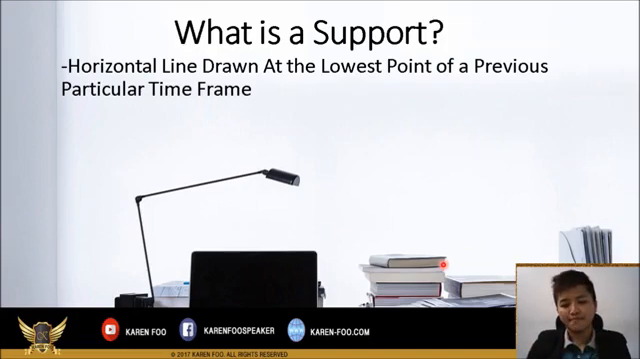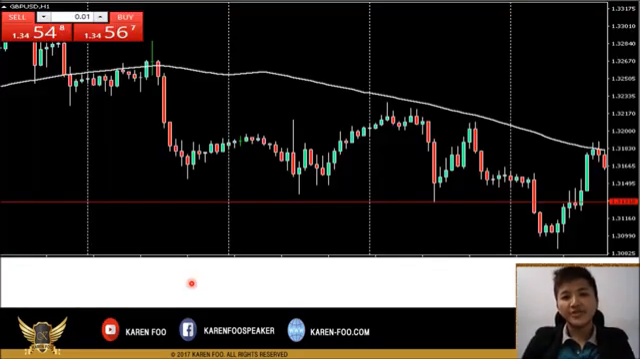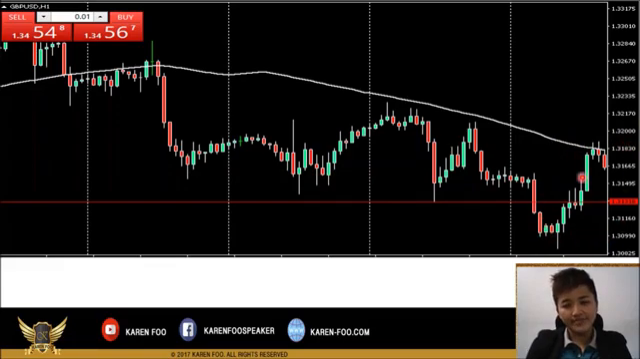So why does this happen? It is because the demand, or the buying, is strong enough to prevent the price from going further downwards or further decreasing. To give you an example, this one is pound dollar in an hourly time frame. So you can see that, let's say this one is the current day. I would draw a line at the previous day's lowest point, which is right here, on a bearish trend.